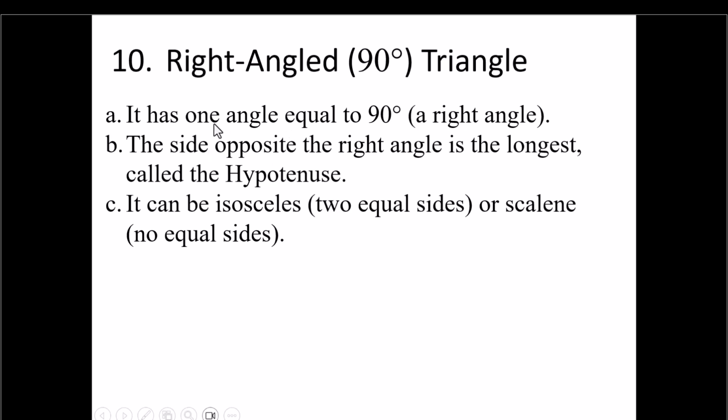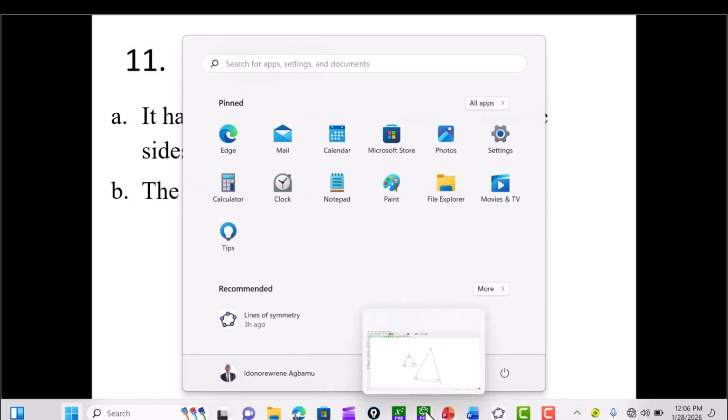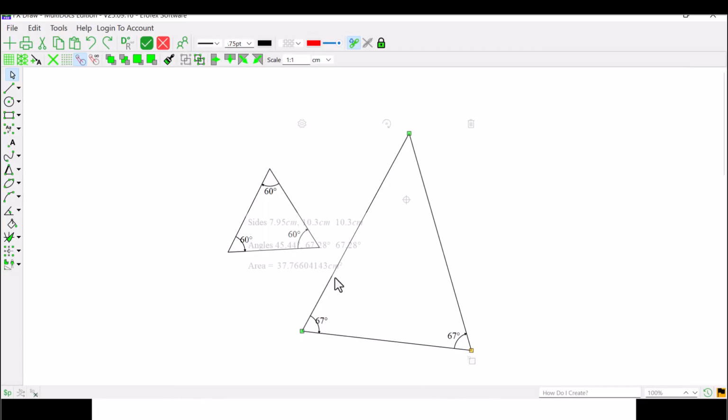The right angle triangle is a triangle that has one of its angles as 90 degrees. Then the side opposite the right angle is the longest, and that is called the hypotenuse. Finally, it can be isosceles, it can be scalene, that is a right angle triangle. Then the last shape is the trapezium. So the trapezium is gotten from a triangle, something like this. If I remove the top of a triangle, a trapezium is formed.